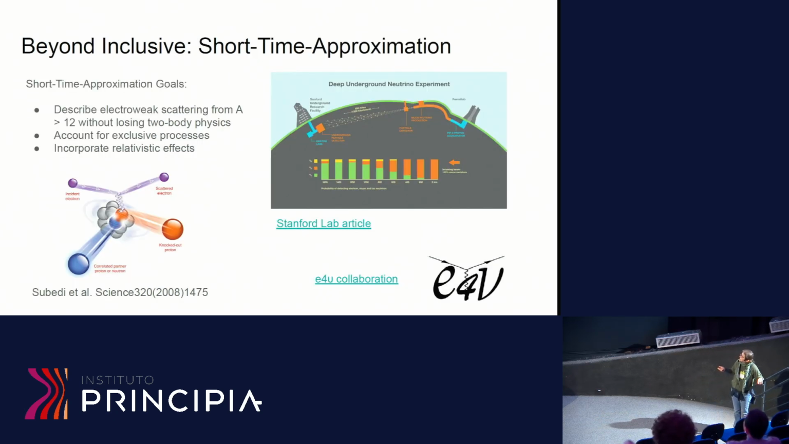And the motivation to develop the short-time approximation is threefold. First, we want to move from the inclusive processes and account for more exclusive processes. Second, we want to be able to include relativistic effects in the description to push ab initio calculations to higher energy. And most importantly, we want to retain the two-nucleon dynamics that is important to explain the data.